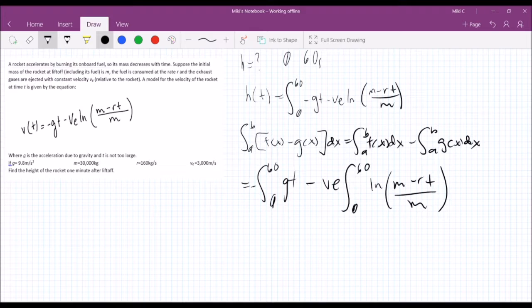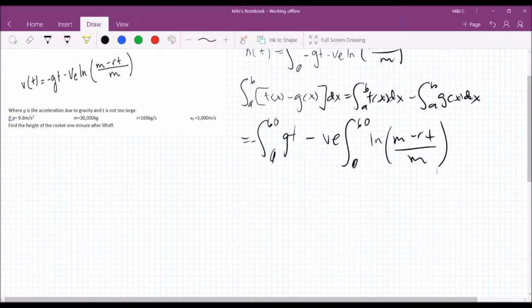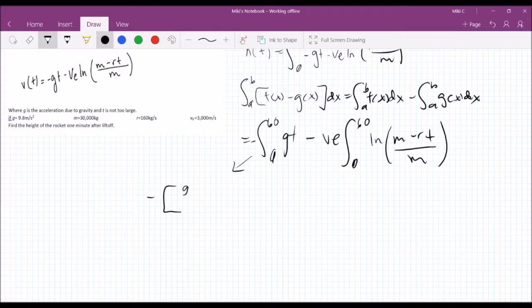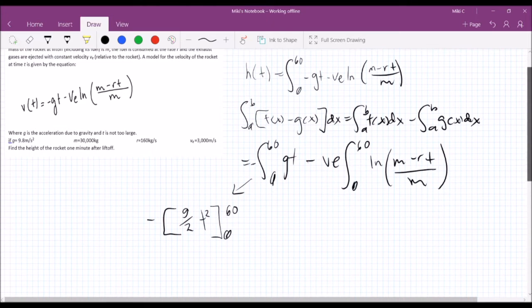And now that we've done this, we can look back at it and see that the first integral that we have is actually quite simple to solve. We could take this right here, and we know that it would become negative g over 2 t squared from 0 to 60. And there we already have a part of our word problem solved.